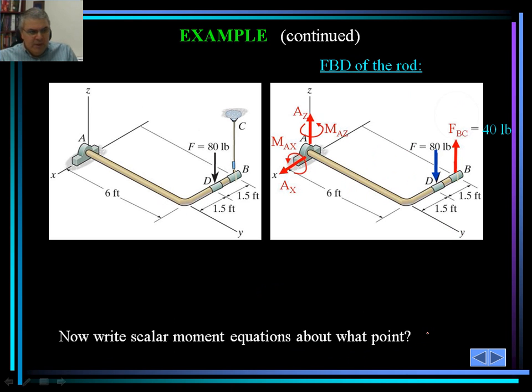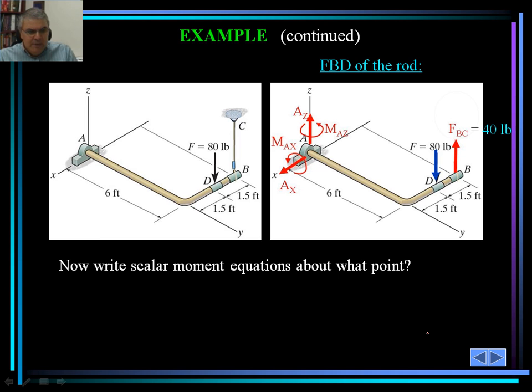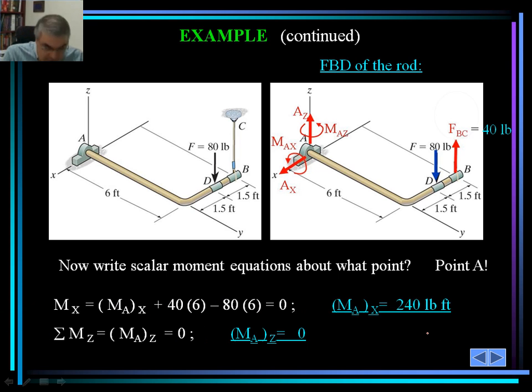and let's take a look at other unknowns. Let's write a scalar moment equation about point A. Again, that would simplify the analysis. We take the summation of moment about x-axis this time. This is the x-axis, okay?